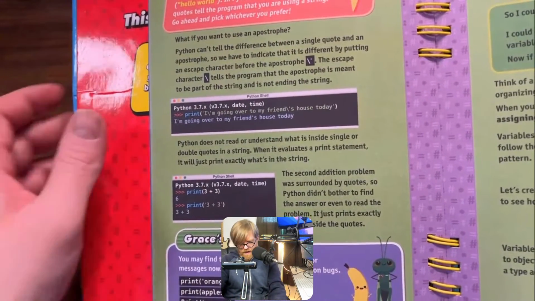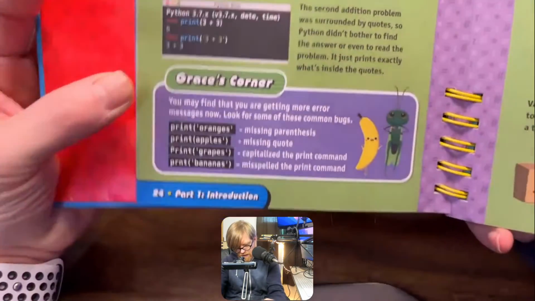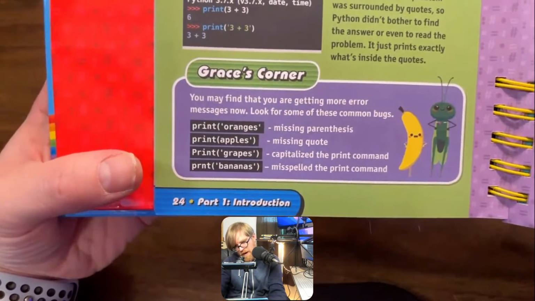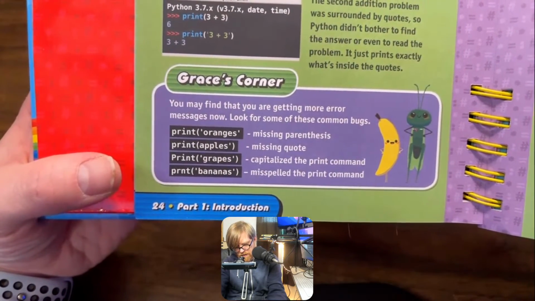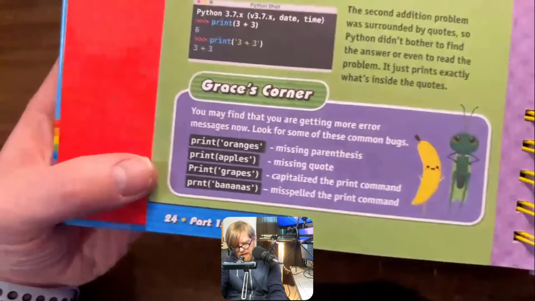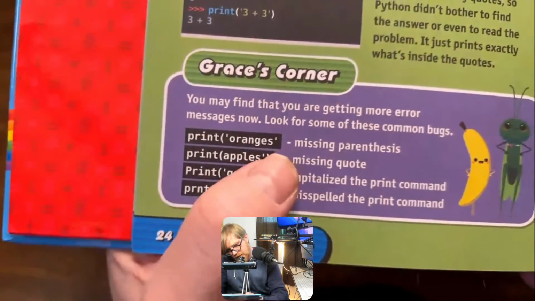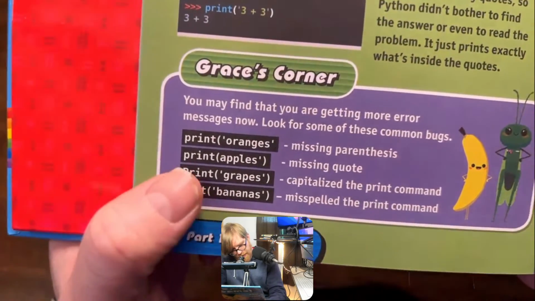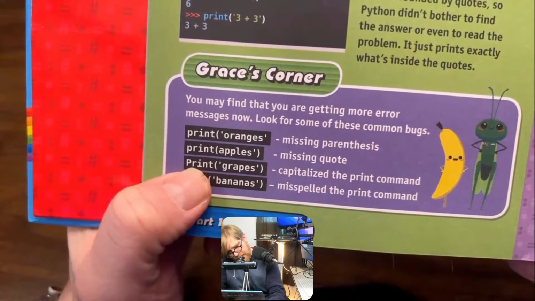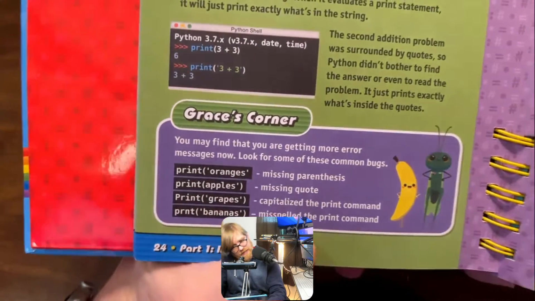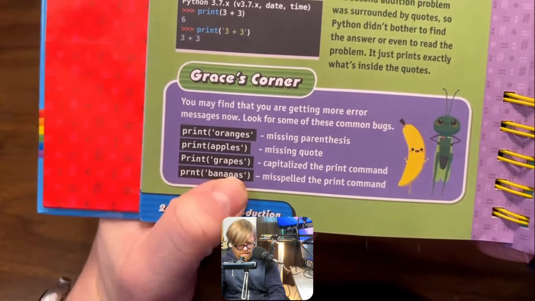Here we have, as we move on, another Grace's Corner. You may find that you're getting more error messages now, and we saw a few. Look for some of these common bugs, like, if you can get a good look at this, a missing parenthesis right there, a missing quote, a capitalized print command. Yep, capitalization does matter. Or misspelled, PRNT.